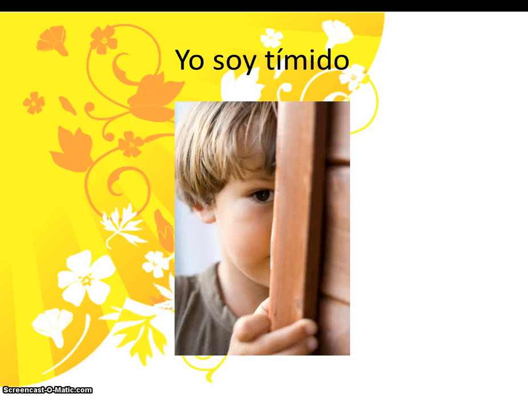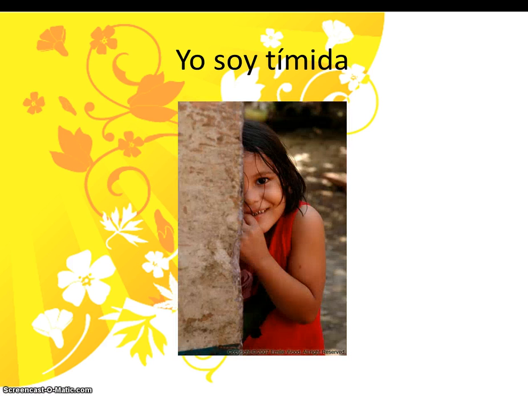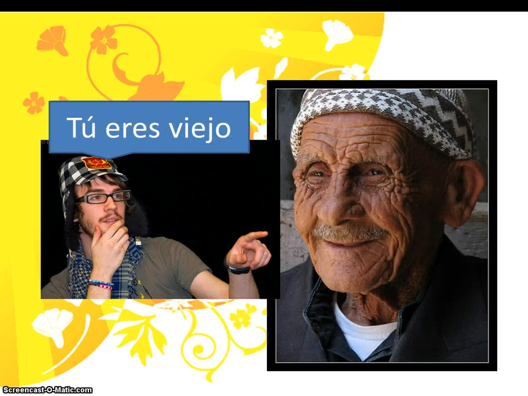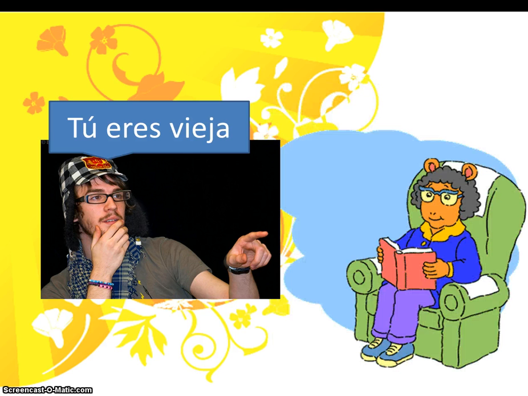Él es pelirrojo. Ella es pelirroja. Okay. Yo soy tímido. This boy is talking. He's saying, I am shy. I am tímido. Yo soy tímida. Now the girl is talking. She says, I am shy. We figuring out the differences here? This guy is talking to this older man. He's saying, tú eres viejo, you are old. Now he's saying, tú eres vieja, you are old, talking to this old lady.